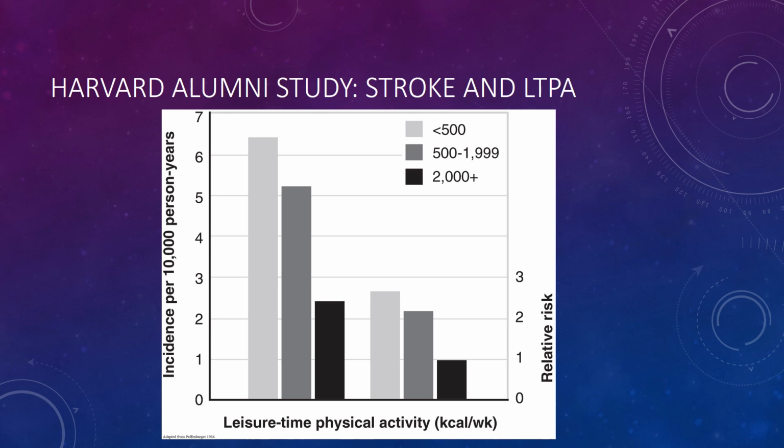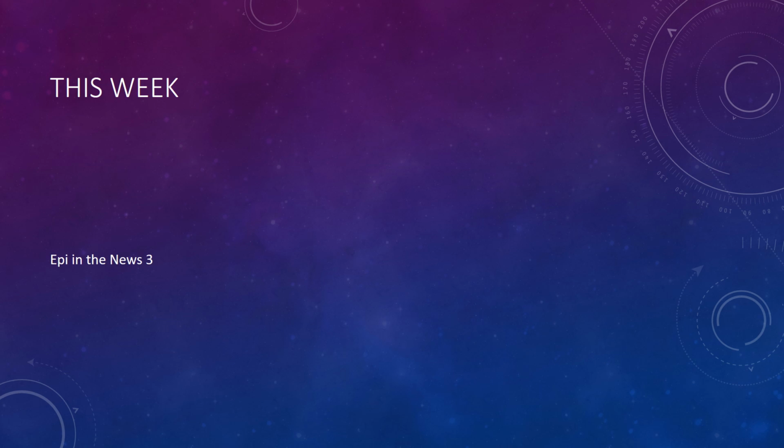That's consistency. So this week you're going to, it should say today, sorry. Today you're going to participate in EPI in the News 3. And then please remember that we will not have a module on Monday. That is a university holiday. So we will resume class on Tuesday.